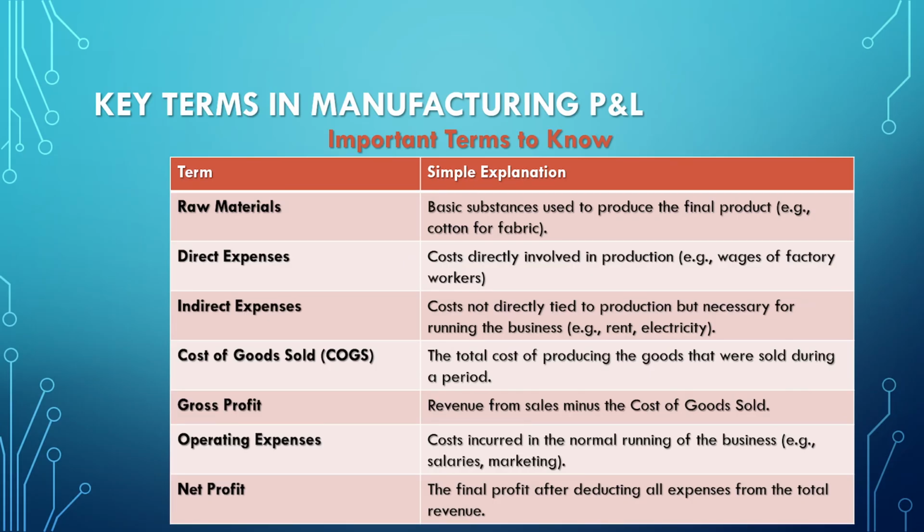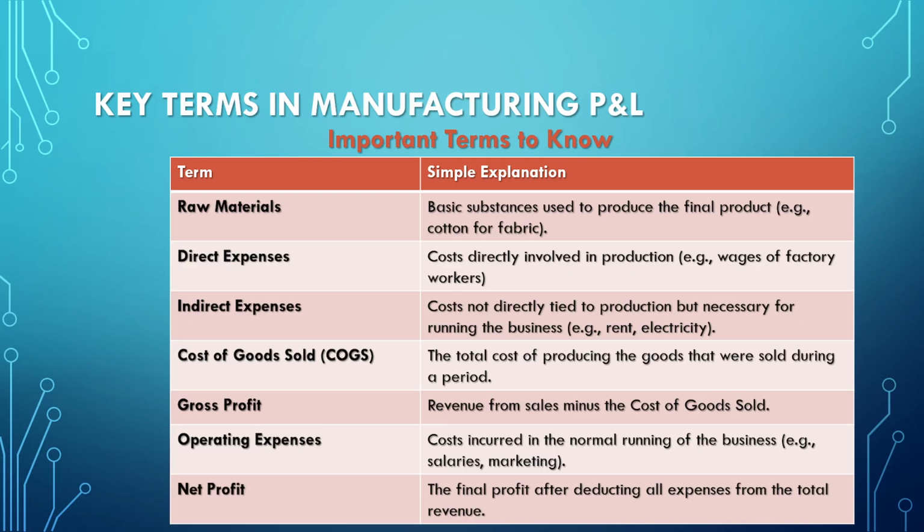Raw material. I hope the word itself tells you what it is. Okay, raw materials are the basic ingredients which are needed to make a product. For example, if you are making clothes, cotton would be a raw material. Okay, if you are making say plastic bottles, plastic will be a raw material.